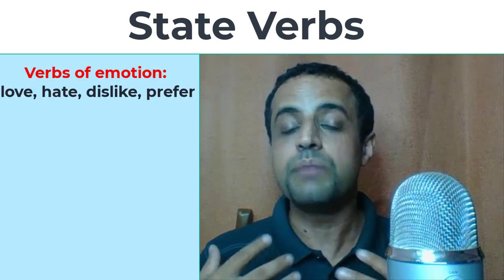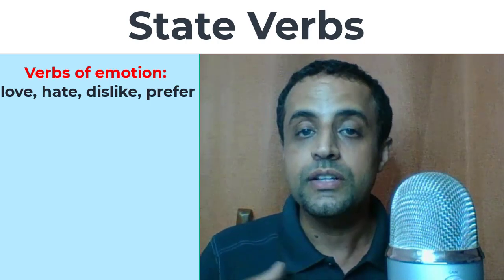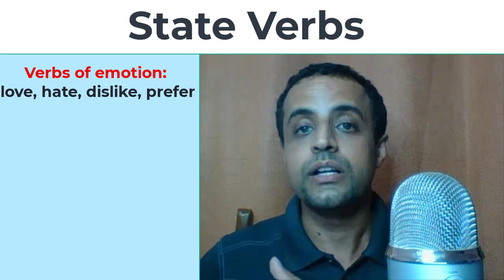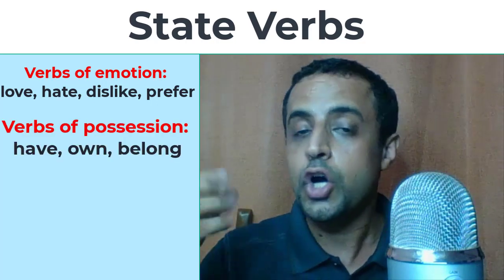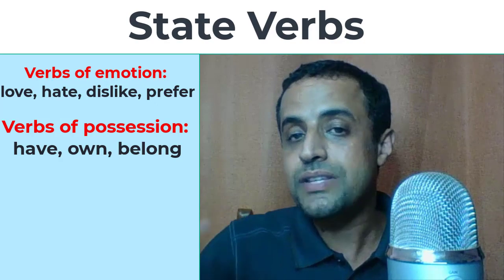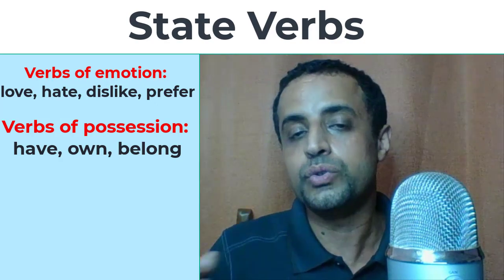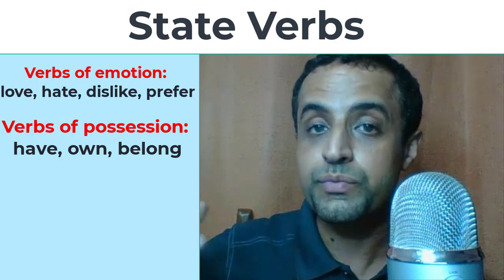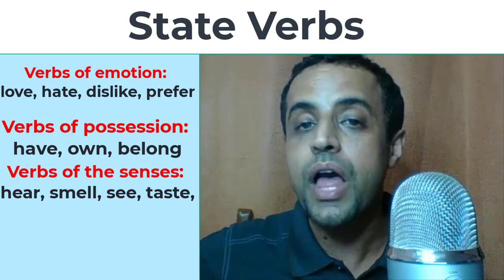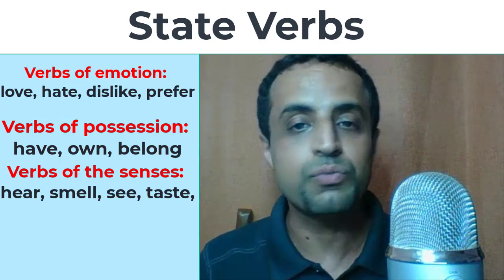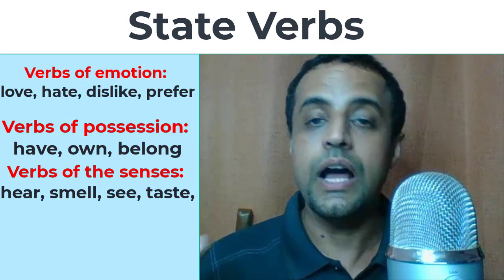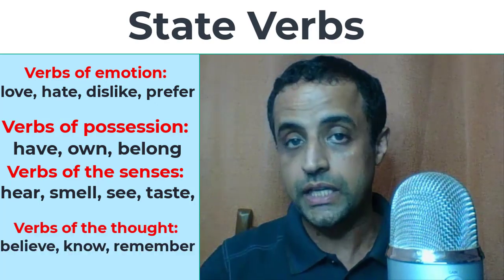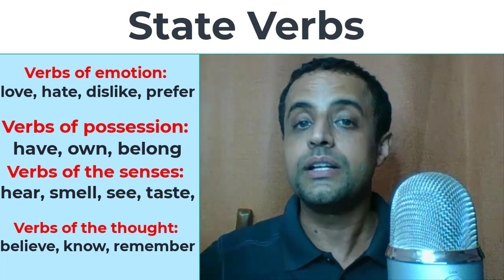State verbs are verbs of emotions like hate, love, dislike, prefer, etc. Verbs of possession like have, own, belong. You possess means you have something, you own something. Verbs of the senses like hear, smell, taste. All these we don't use the present continuous with. And verbs of thought like believe, know, remember, etc.